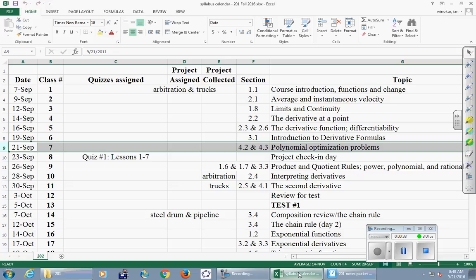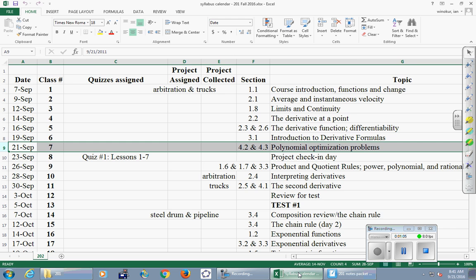Also coming up, the 2 projects that hopefully you are making good progress on. Arbitration is due on September 28th, and trucks is due on September 30. And Friday coming up is our project check-in day. So on Friday, we're just going to come in and work on the projects with your classmates and with me. Any questions on the calendar?